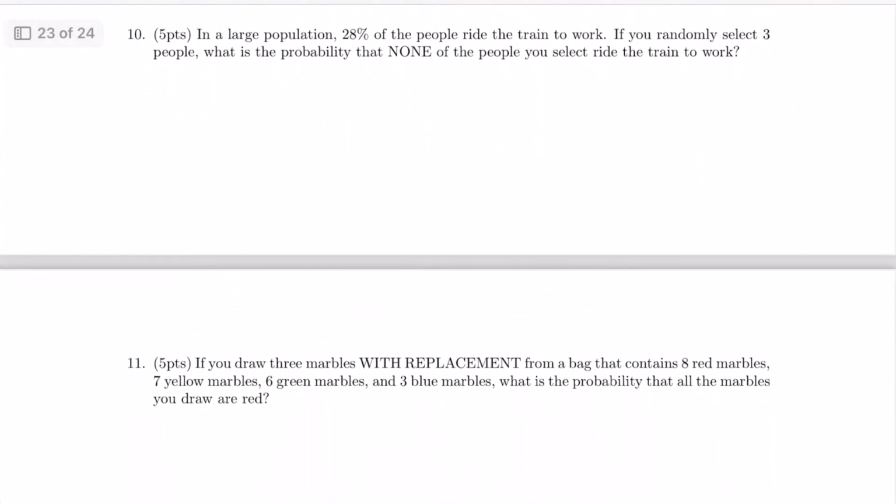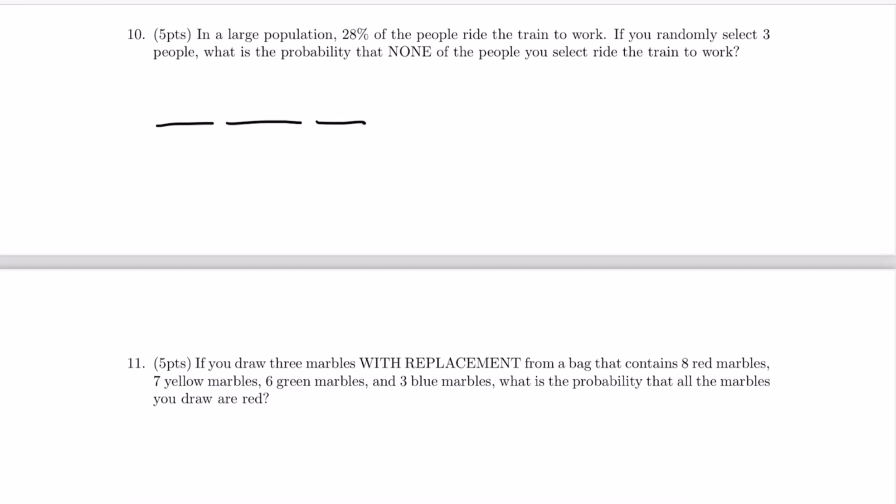On question 10, it says, in a large population, 28% of the people ride the train to work. If you randomly select 3 people, what is the probability that none of the people you select ride the train to work? Okay, so in this situation, we're selecting 3 people. So we have 3 events, and it's 28% likely that someone will ride the train to work, which means that it's 72% likely that they don't ride the train to work, because 100% minus 28% is 72%.